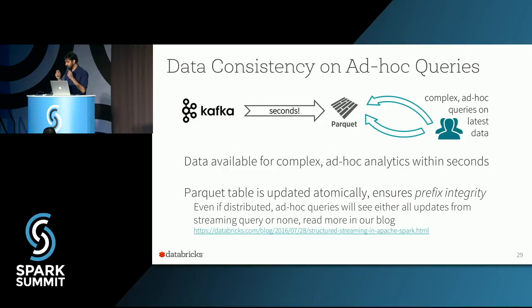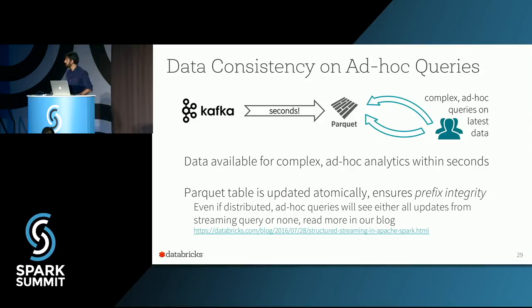And so whenever you're querying this Parquet table now, you are guaranteed to get a consistent view of the data that has arrived till now. We call this property prefix integrity. I'm not going to go into any more detail about that. You should read up our blog where we have discussed prefix integrity in much more detail and how it is different from other streaming systems.